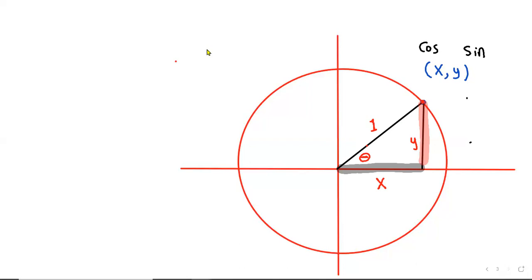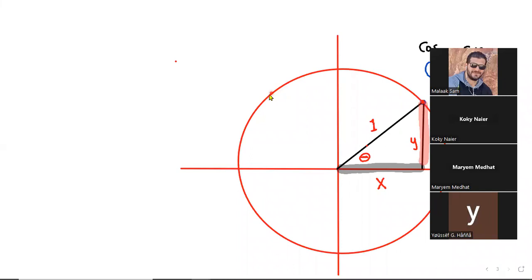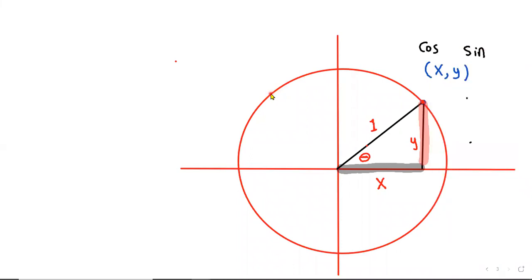If we rotate this point here, if we moved in this direction to this point, we will notice that this point in this place is the same as this point in this place. So what is the distance from this point to the origin point? It is 1 unit, because it's a unit circle. So the distance here is 1. And this point is X and Y.